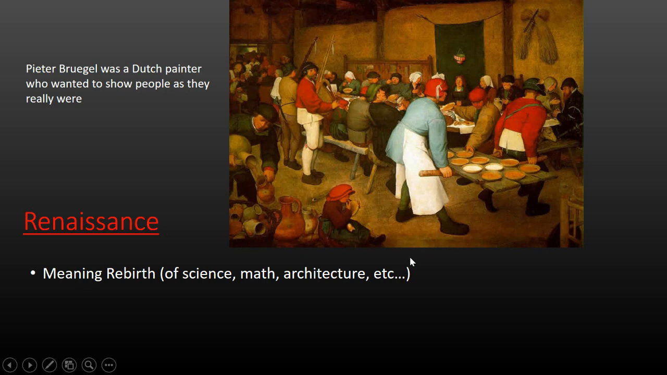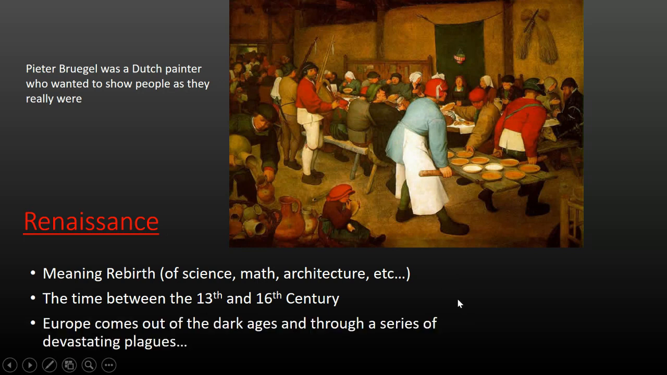Some vocabulary. Renaissance. It means rebirth. But of course, on the test, you'll need more than that. You need to say that it is a rebirth of the science, the math, the architecture, everything that creates the growing culture, kind of looking back at Greek and Roman era. The time frame between the 13th and 16th century. As I kind of mentioned, we're coming out of the Dark Ages. We're coming out of the Middle Ages and the medieval period.